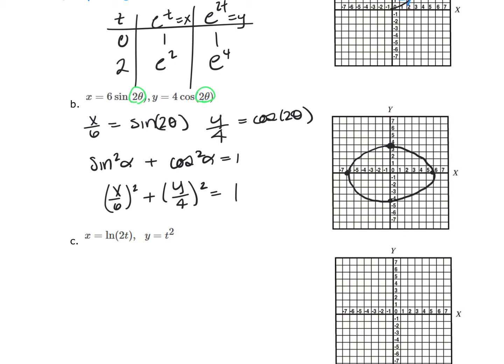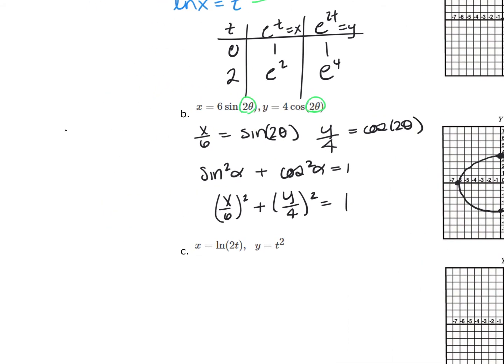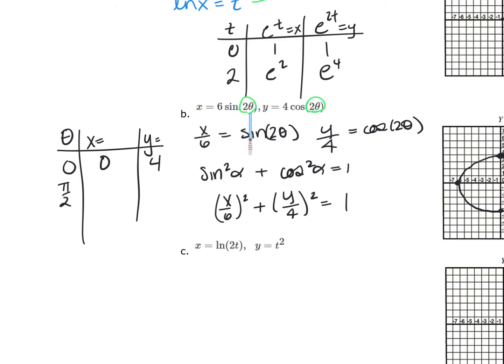Now I'm going to put in pi over 2. And again, that's increasing on my theta value. Now notice it's theta, not t, and that's okay. So what I'm doing is I'm doing a chart with theta here. X is equal to, and y is equal to. I put in 0. I have 0 here and 4 here. So my ordered pair is 0, 4. Now I'm going to put in pi over 2. When I put in pi over 2, then this is going to be the sine of pi, which again is 0. And then I'm going to put in pi over 2 here, which is the cosine of pi, which is -1.